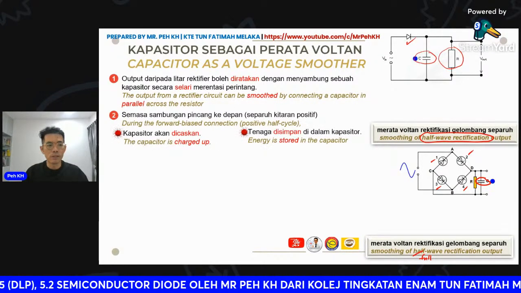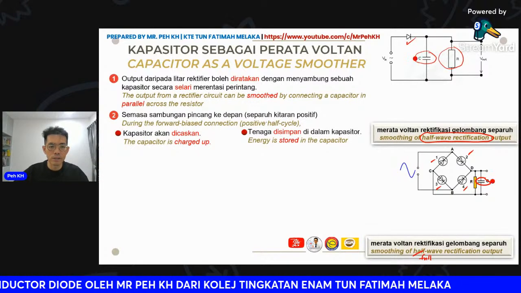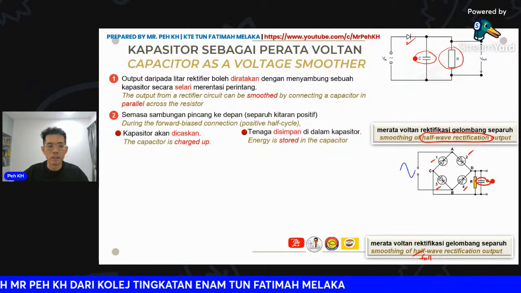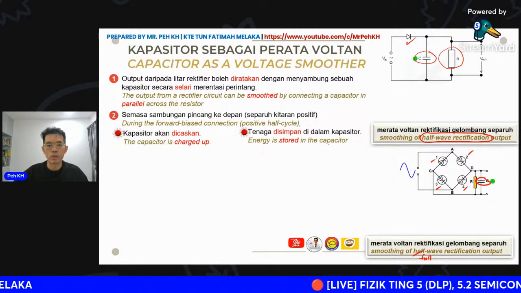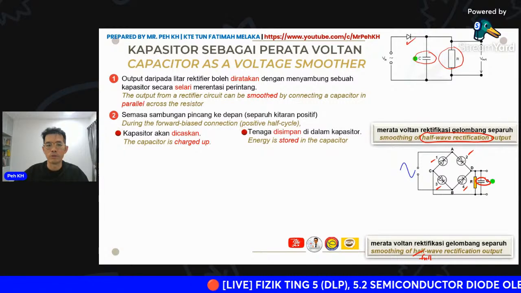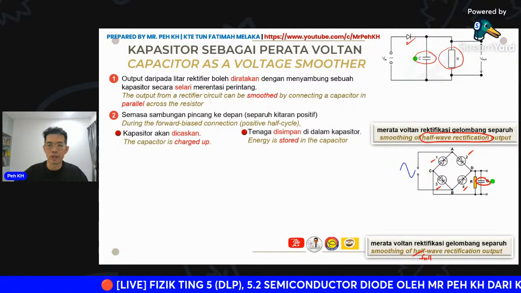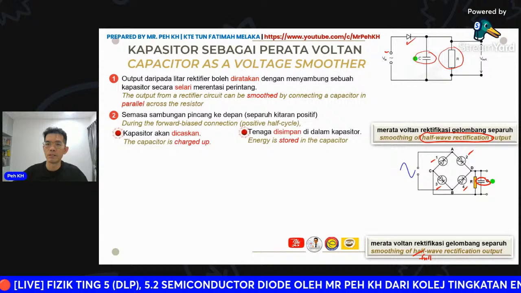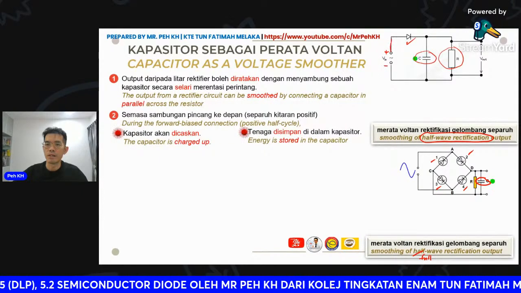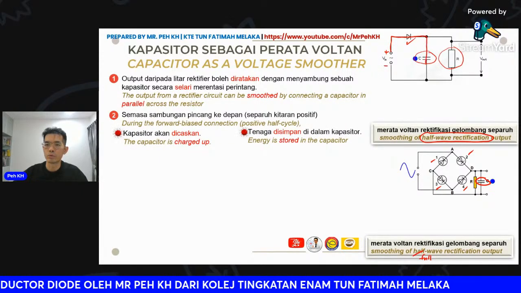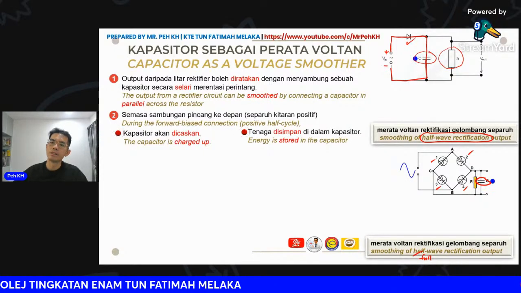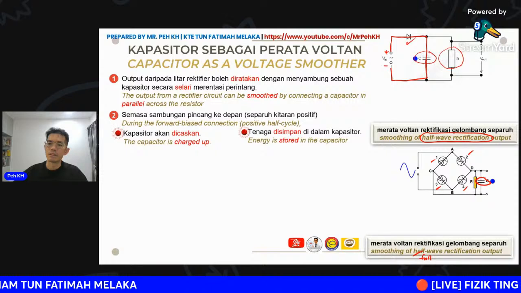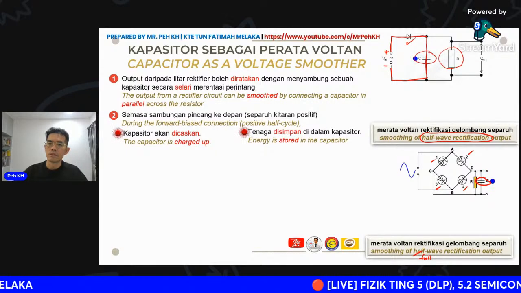So here during the forward bias connection, the capacitor will be charging up. It will be charged up, and energy will be stored in the capacitor. So this is for the forward bias connection. That means when here is positive and here negative, current will be able to flow through. So at this time, the current will be stored in the capacitor.